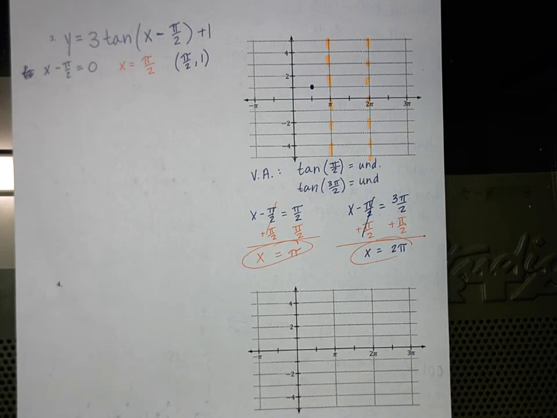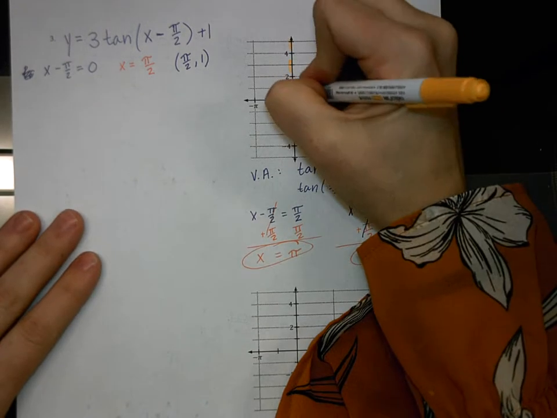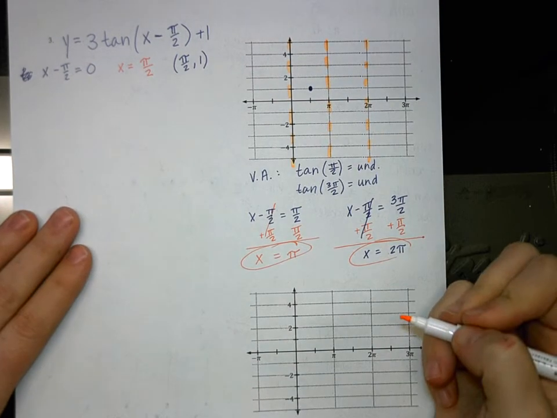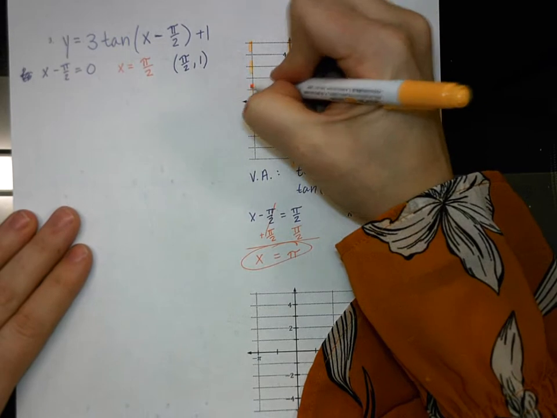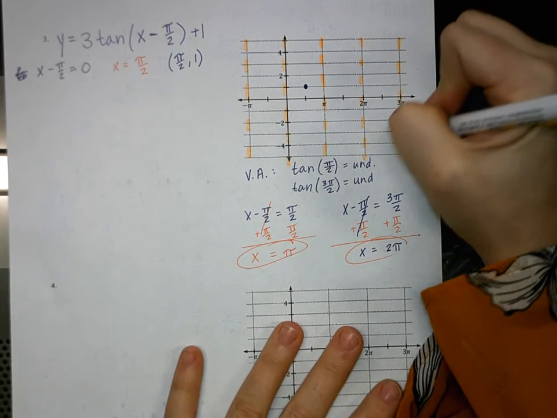Where else do I have a vertical asymptote? 0, negative pi, and 3 pi.